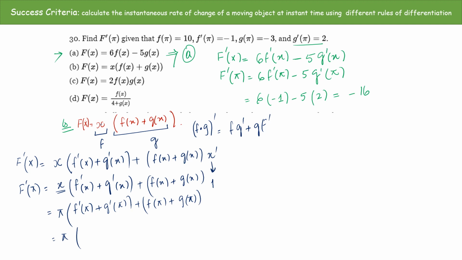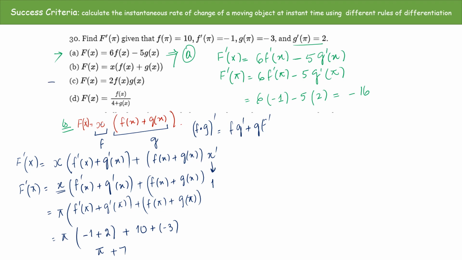Now you can see f prime of pi is -1 plus g prime of pi, it equals 2, plus f of pi is 10 and g of pi is written as -3. Solve it. So it will be 2 minus 1, 1, and that equals pi, plus 10 minus 3, you will get plus 7. So 7 plus pi is your answer.